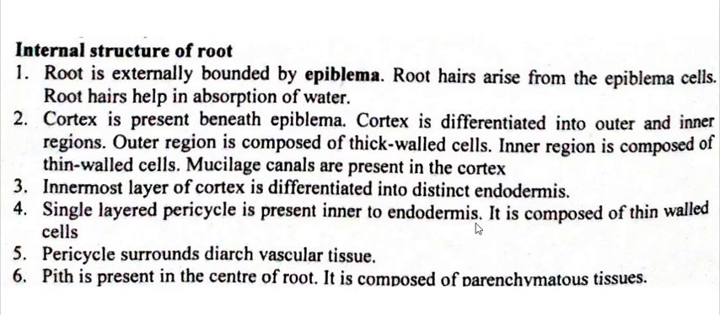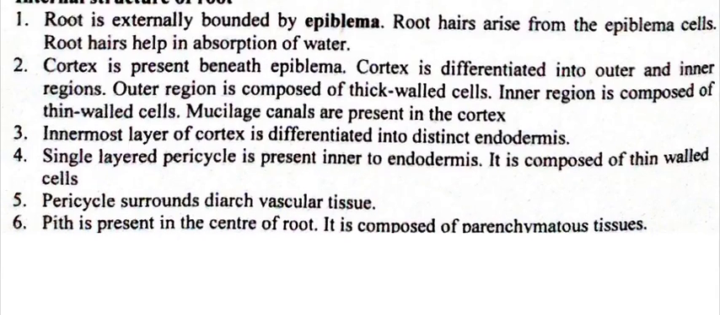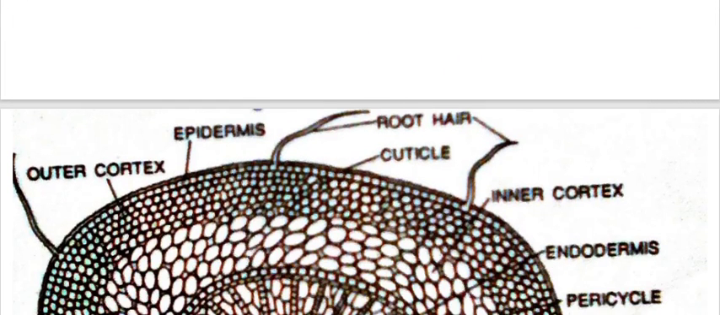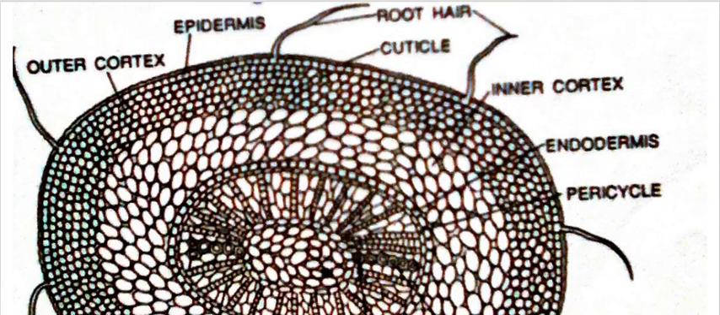Then pericycle surrounds the vascular tissue, and vascular tissue is diarch of the root. It means that two xylem groups are present, and two phloem tissue groups are present. And then inner to vascular tissue pith is present, which is made up of parenchymatous tissue. Now we see the diagram of root.